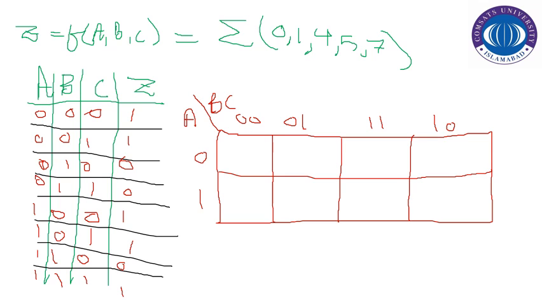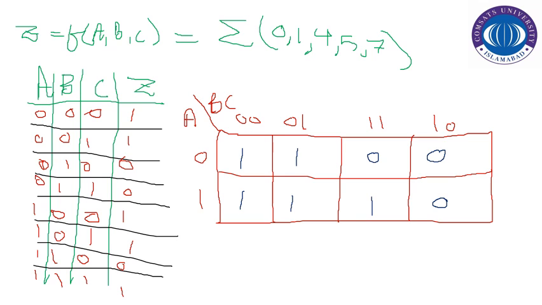So for 0, 0, 0, the z is 1, so we place 1 here. For 0, 0, 1, the z is 1, we place 1 here. For 0, 1, 0, we place 0 here. For 0, 1, 1, it's 0, we place 0 here. For 1, 0, 0, it's 1, so we place 1 here. For 1, 0, 1, it's 1, we place 1 here. For 1, 1, 0, it's 0 here. And for 1, 1, 1, it's 1 here.